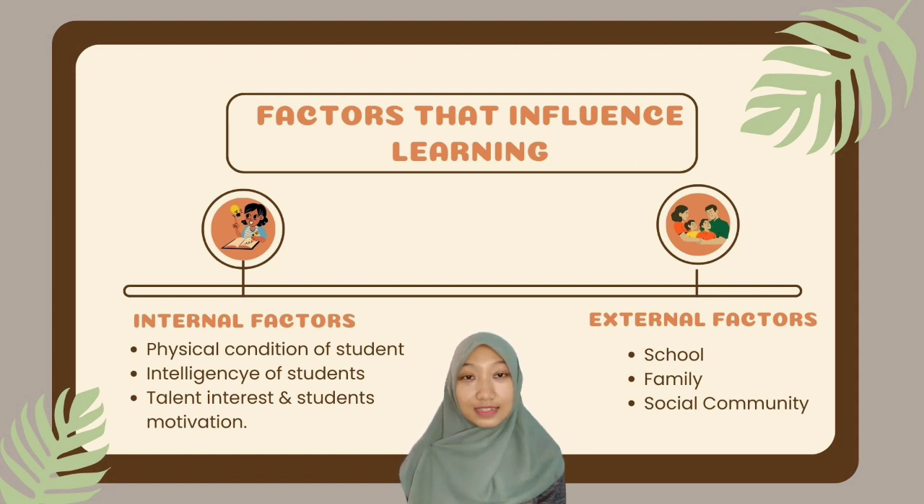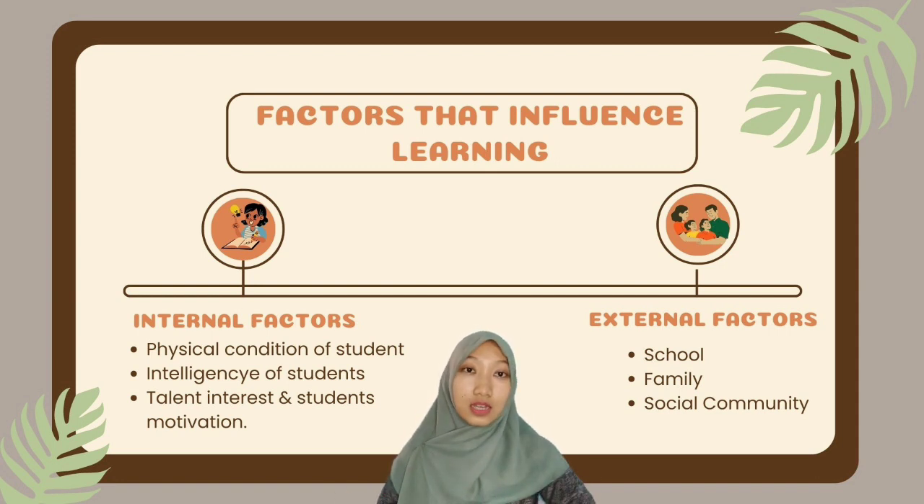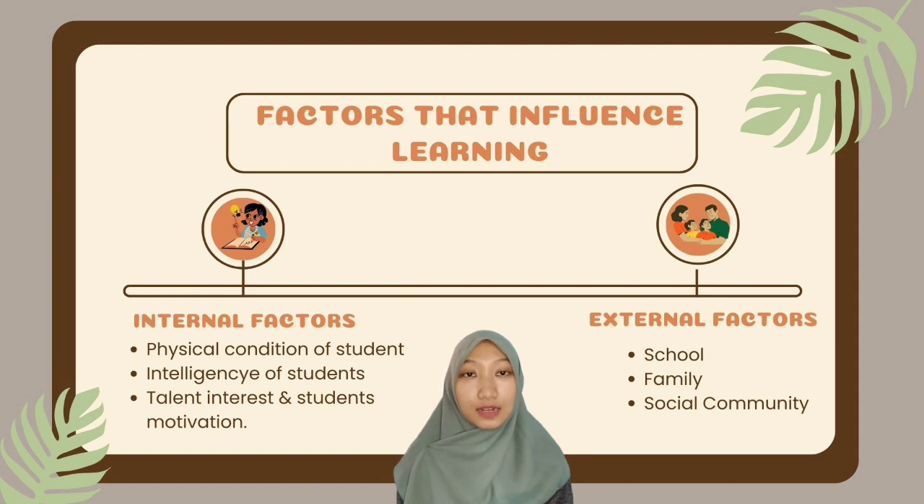And then, external factors are factors that come from outside the students. Together with internal factors, external factors also affect students' achievement. Various external factors that affect learning outcomes can be categorized into the following sections. First, school. Apart from teachers, the facilities in schools are also part of the factors that affect learning outcomes.